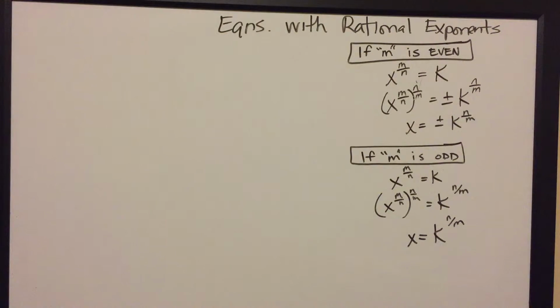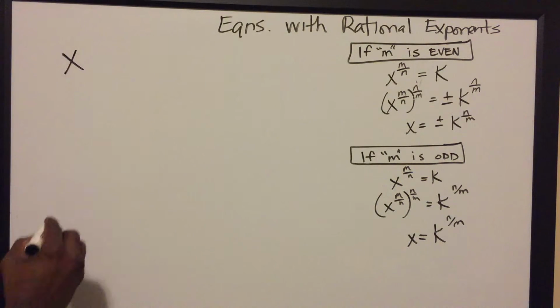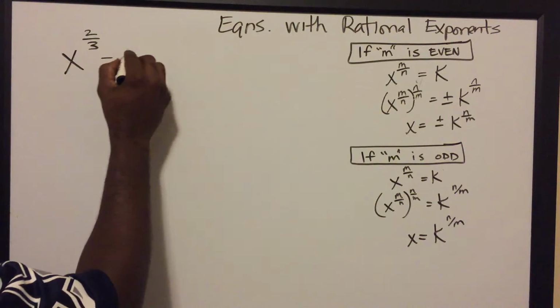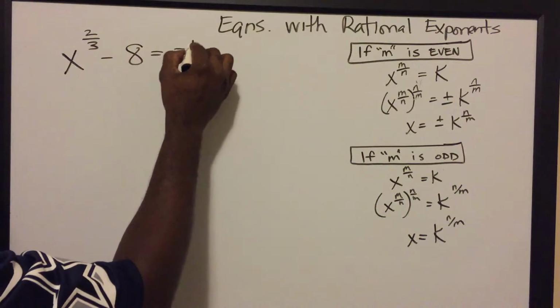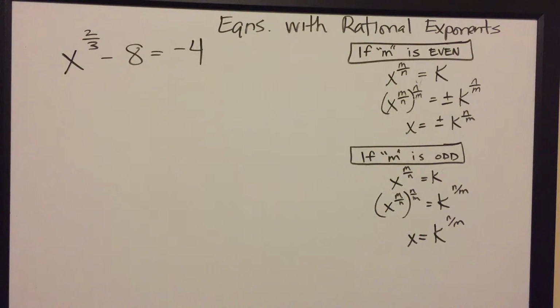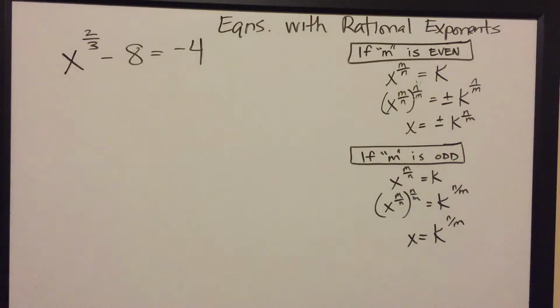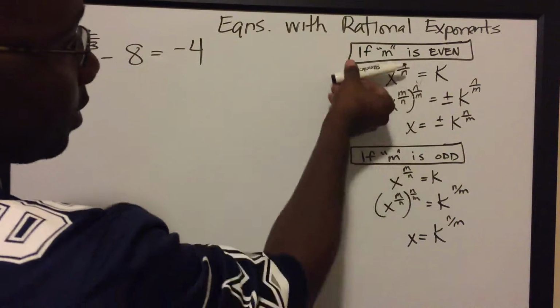The first example, let's say, is if m is even. So we will have x to the 2/3 minus 8 is equal to -4. We see our m. 2 is our m, and 2 is even. So we know that we're using this part right here.